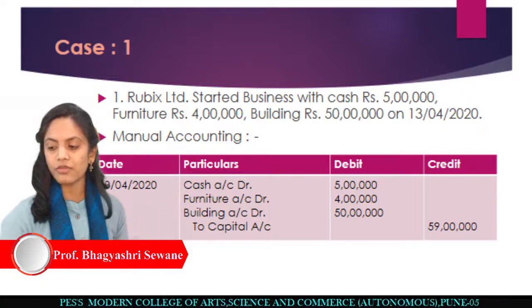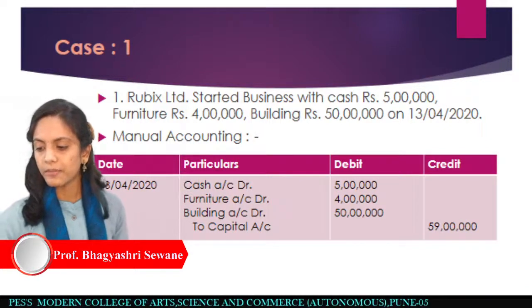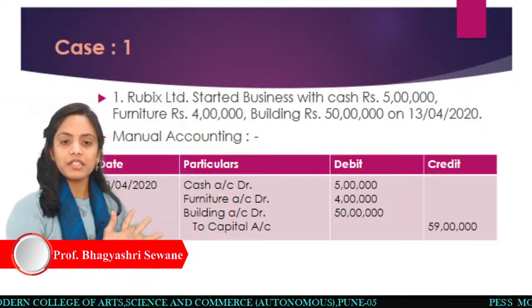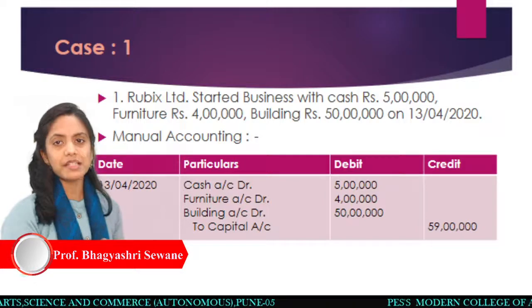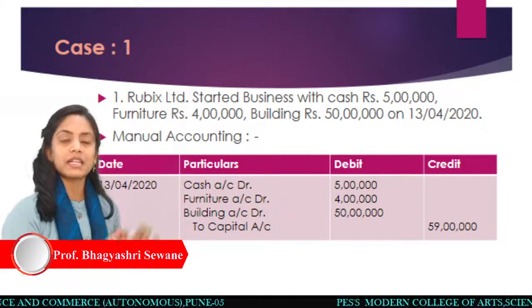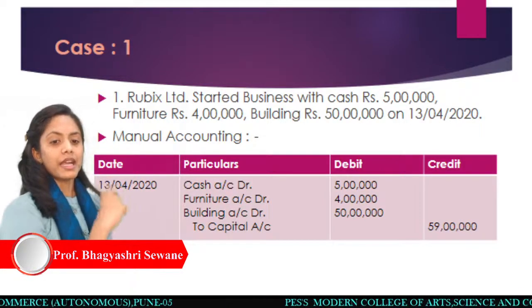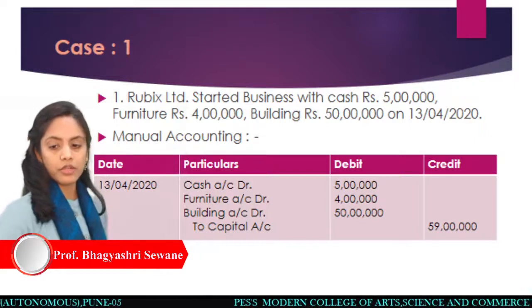So let's start with the transaction. This is Rubik's Limited. They have started their business with cash, furniture and building. This transaction we have seen. I have just given you the manual accounting over here.